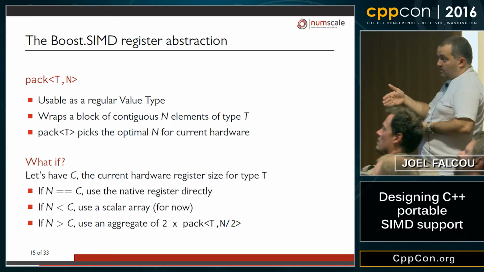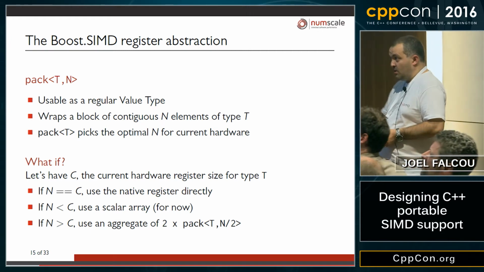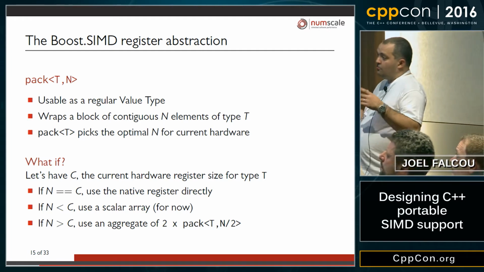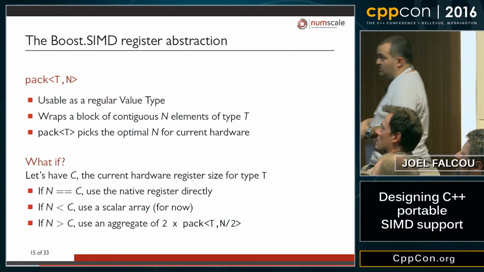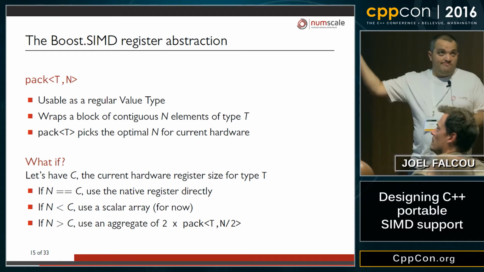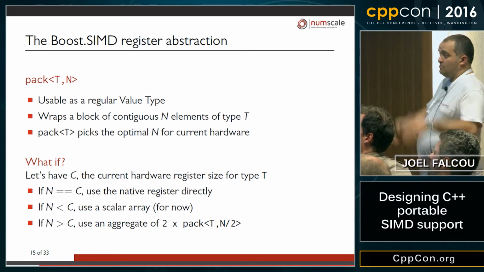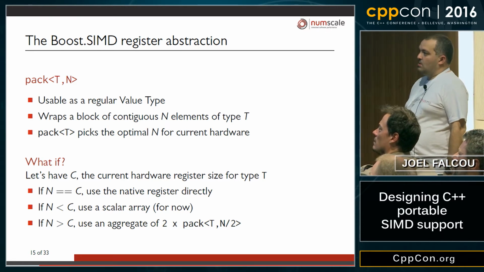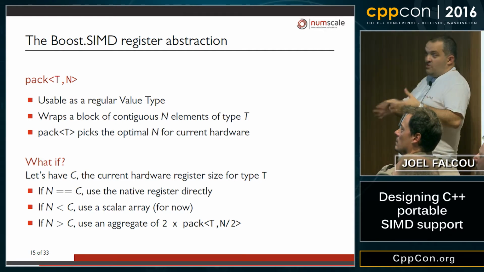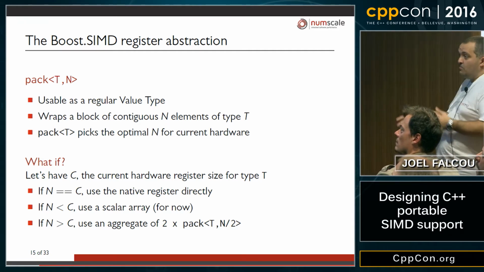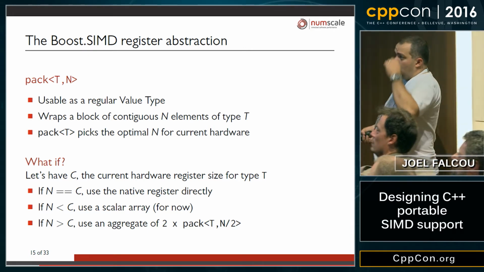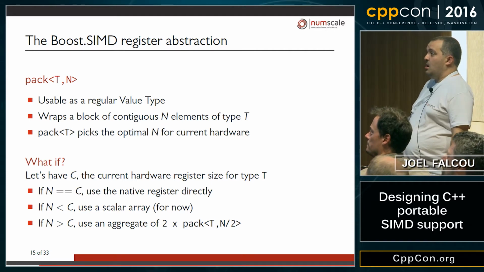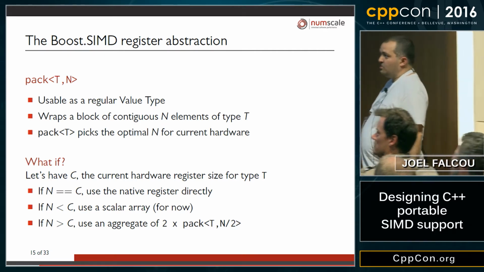So if you make a pack of this size, we will just directly use the native register types. If it's bigger, we will store an aggregate of 2 packs of the same type, but half the size. So this size may be still too big for the regular register, and we will keep doing this aggregate of 2 down, until we end up at this point. And if the width you request is smaller than C, currently we fall back to an array of scalar values, which has been proved to be not that optimal, so that will probably be changed in the next release to use a native register and use masking operations whenever needed.